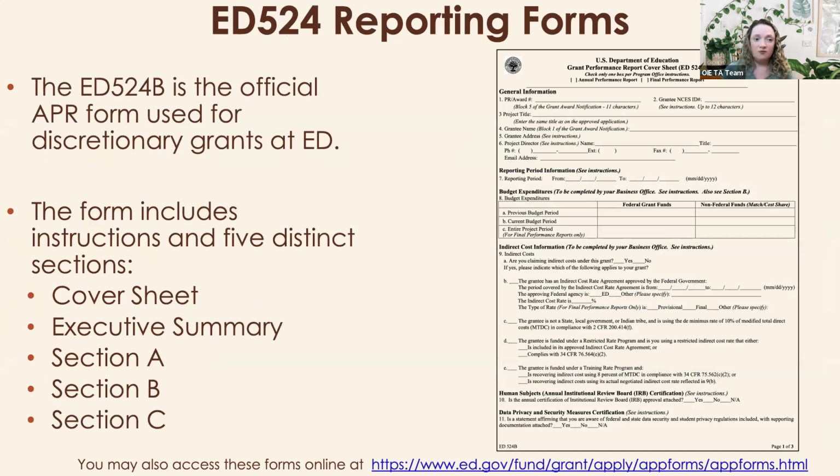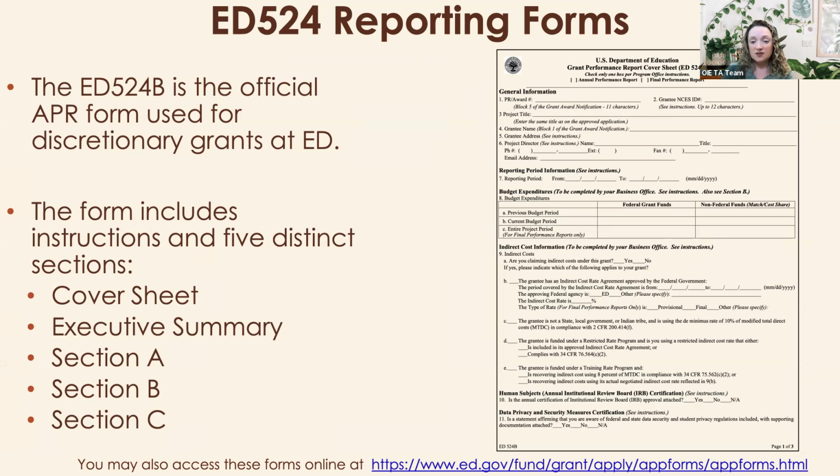On to your reporting forms. So the Ed 524B forms are your official APR reporting forms. That includes your cover sheet, your executive summary, and sections A, B, and C. Now, you'll see you've got in the chat and on this slide a link to where the reporting forms are, but we've also provided them for you.